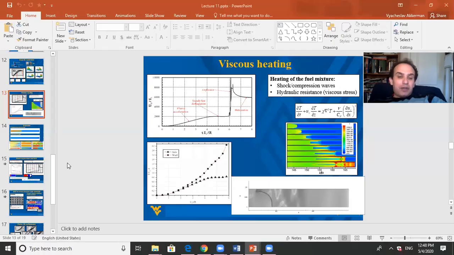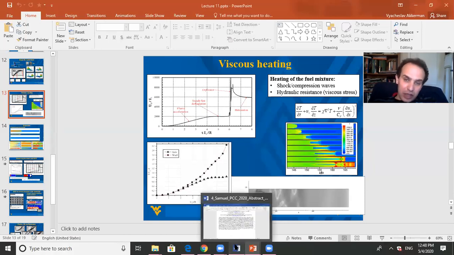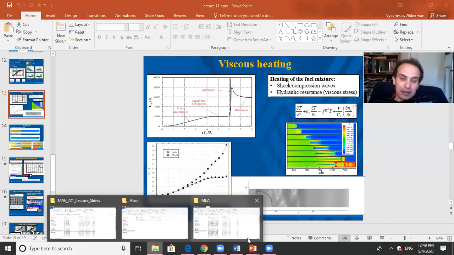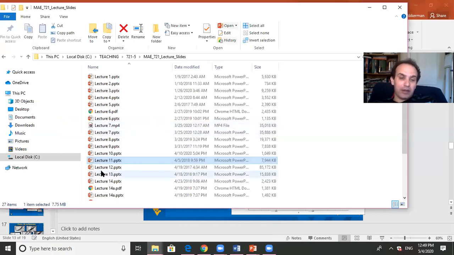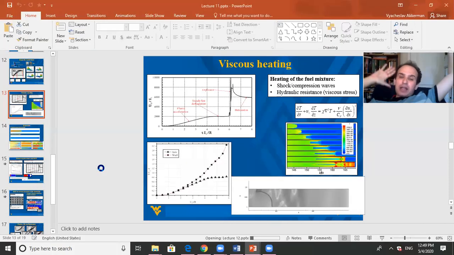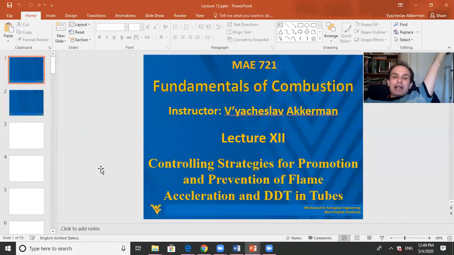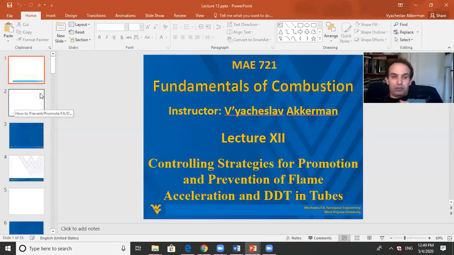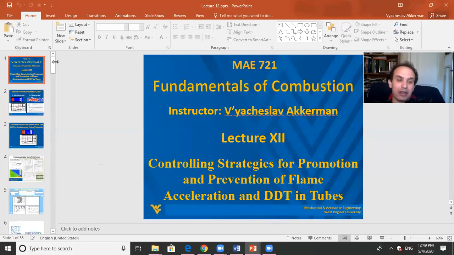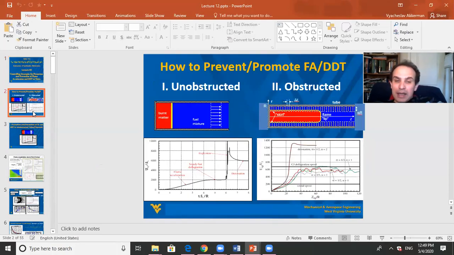And basically that's what we did. So that was chapter 11 when we discussed these effects. And chapter 12, what was chapter 12? In chapter 12, we discussed basic features, how we can promote and facilitate combustion in different configurations. And basically, why do we need it? Basically, we considered unobstructed pipes and obstructed. So here are scenarios of how it goes.